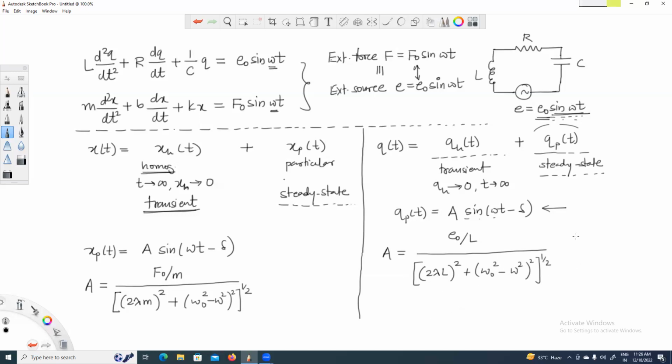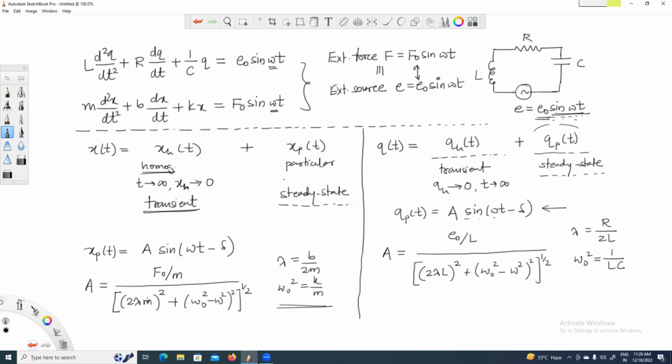So what is lambda here? Lambda is resistance over twice the inductance. And omega naught squared is 1 over LC here. If you compare, in the mechanical case lambda is b over 2m, and omega naught squared is k over m. And you can combine this m with this: if lambda times m is b over 2, you can write it over here, so 2 lambda m would be b.